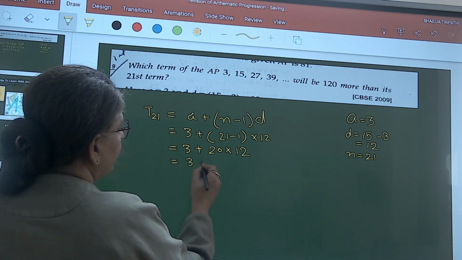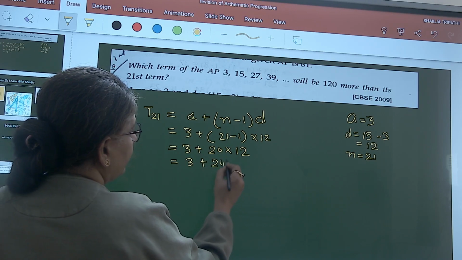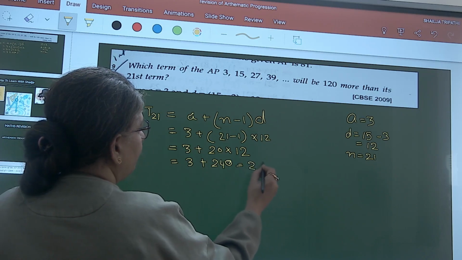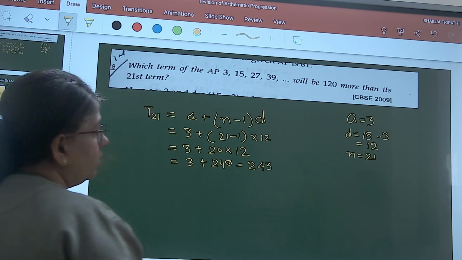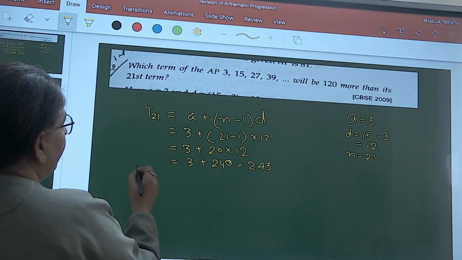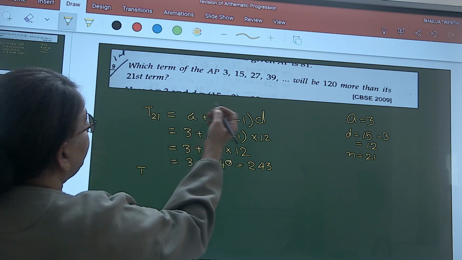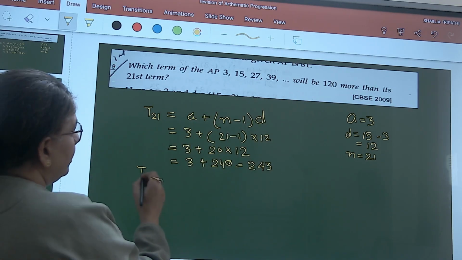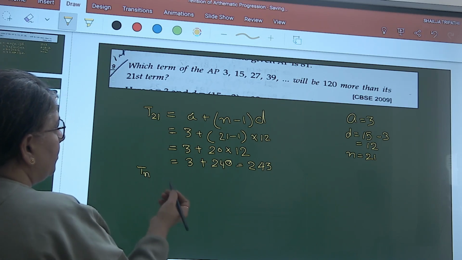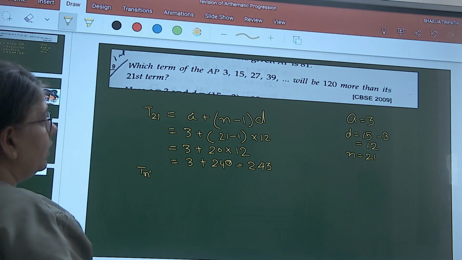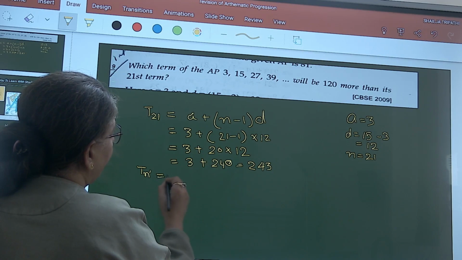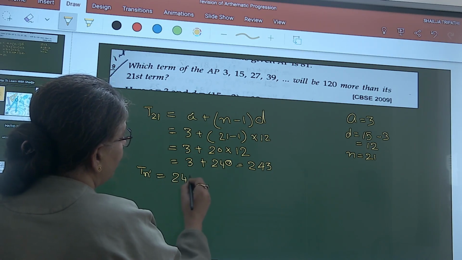So this is 240, so 243. So the 21st term is 243. Now we have to find a term which is 120 more than the 21st term. Let that be n dash. We don't know the number of terms when the value will be 120 more than 243.